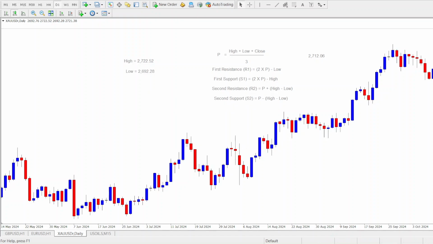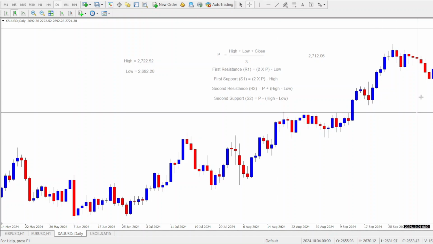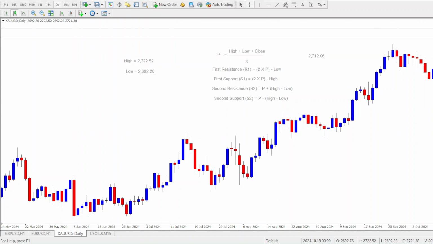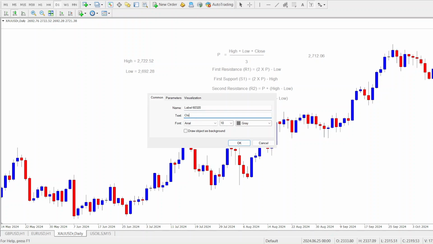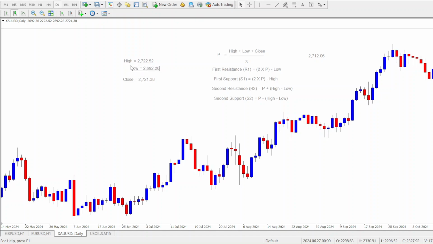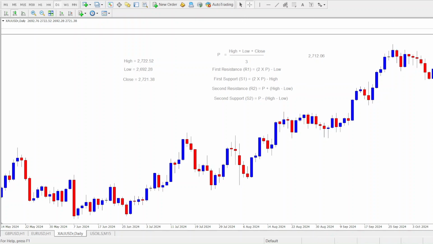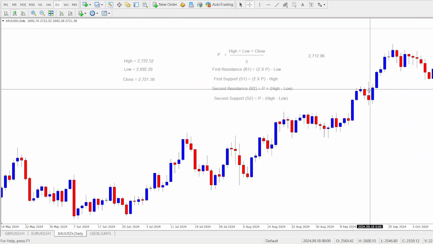Then our close, finally, is 2721.38. Okay. Now these are the values that we use to calculate the pivot point. So we are working with this particular candlestick.